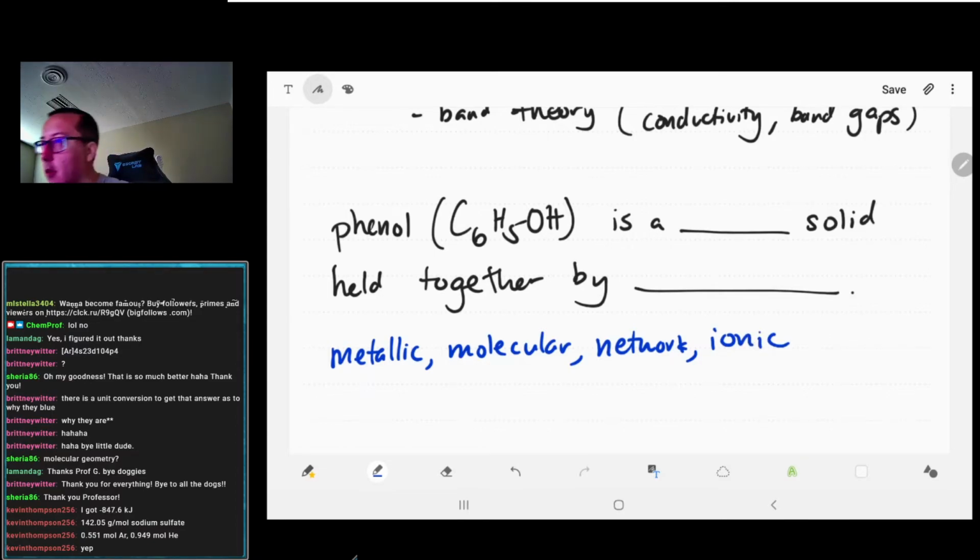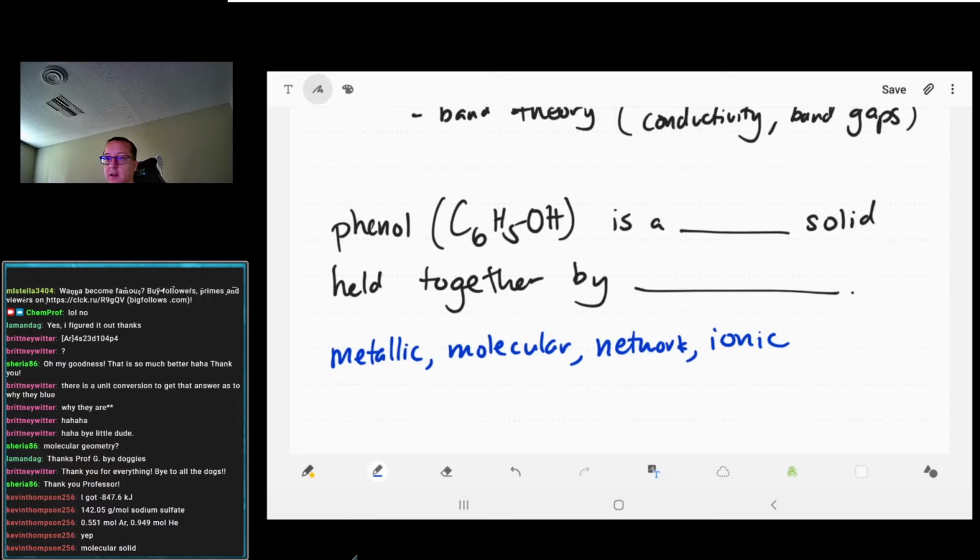Based on what we would know about this, what type of solid do we think phenol is going to be? Hopefully there's a couple we can get rid of right away. There's no way it's metallic, right? There's not even a metal in there. There's no ions happening, so those two can go away.